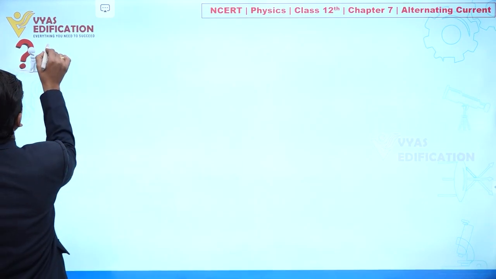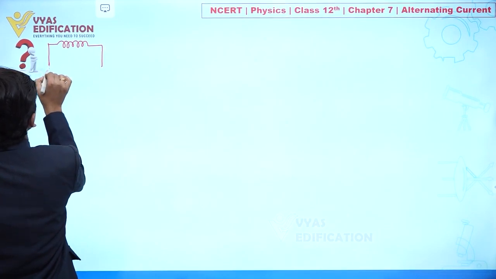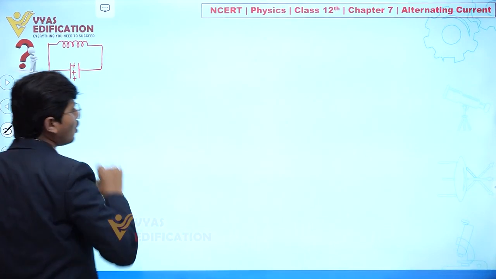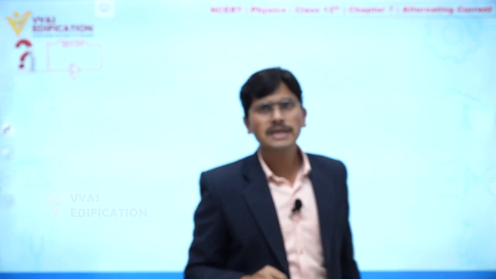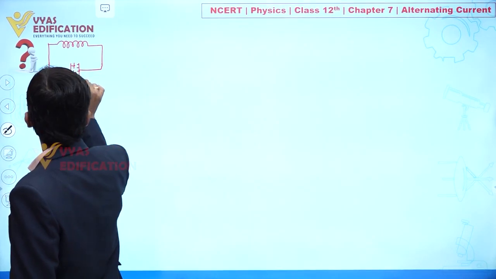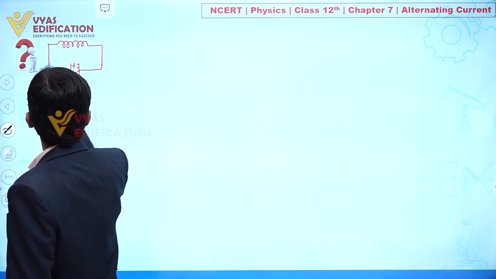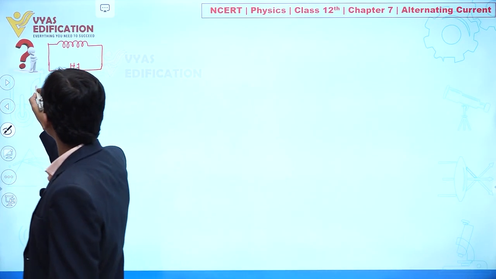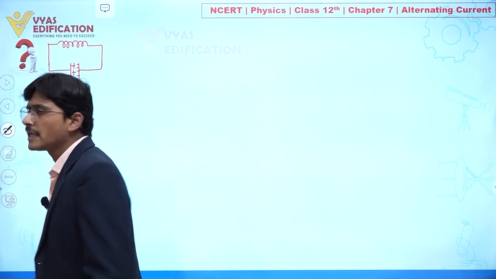Let's suppose this is an inductor, and here I have a capacitor. Let's suppose all the energy stored is completely electrical. It means all the charge is present on the capacitor. So the charge present on this capacitor, Q, is equal to plus minus Q naught.